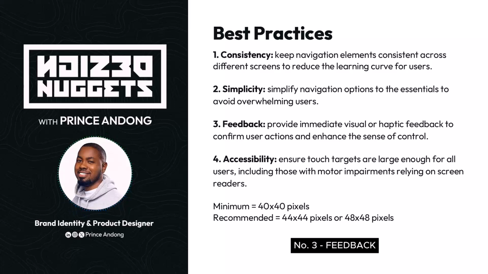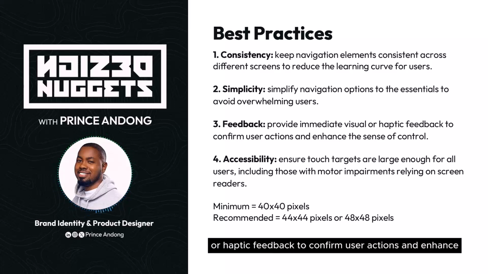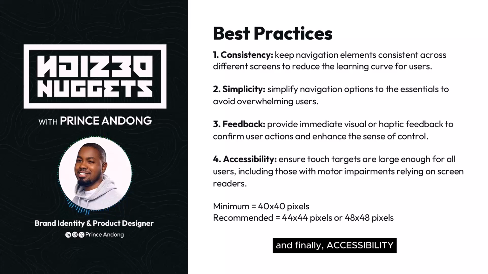Number three, feedback. Provide immediate visual or haptic feedback to confirm user actions and enhance the sense of control. And finally, accessibility. It's important that you ensure touch targets are large enough for all your users, including those with motor impairments. But I think the minimum for touch targets should be 40 by 40 pixels.